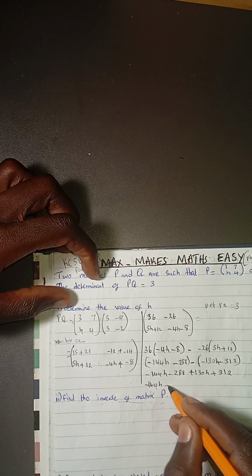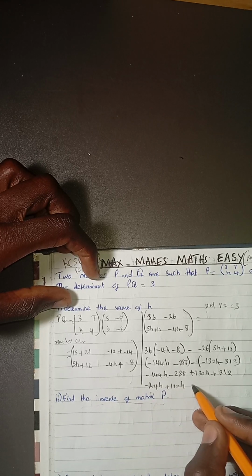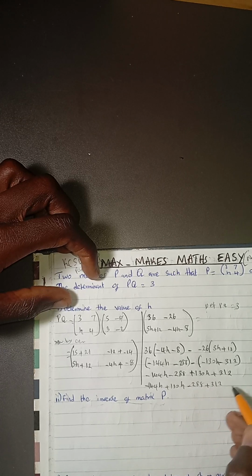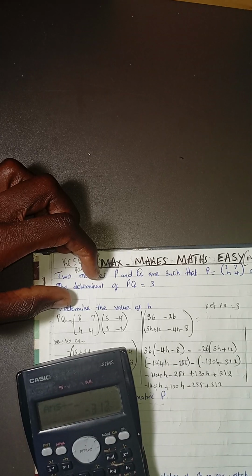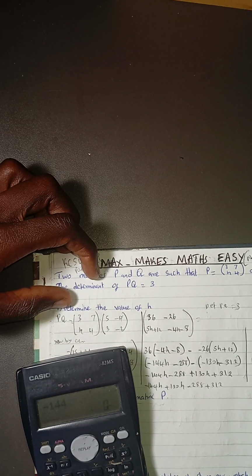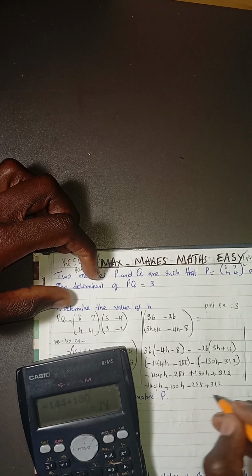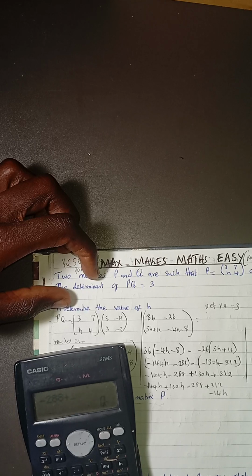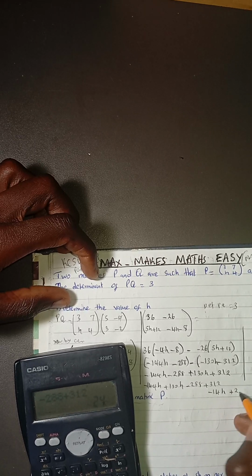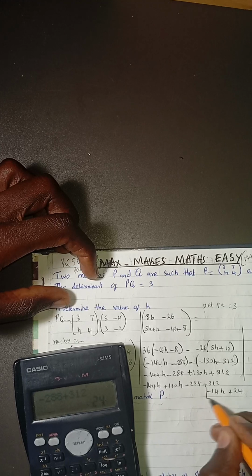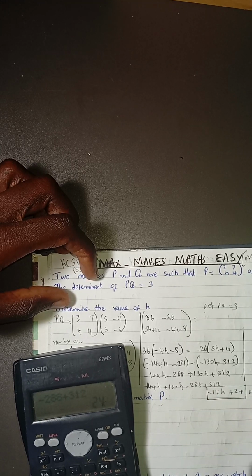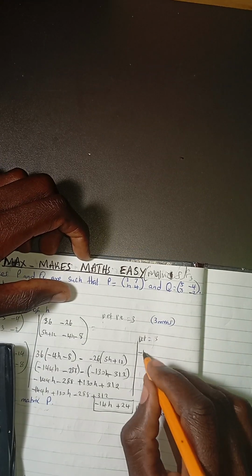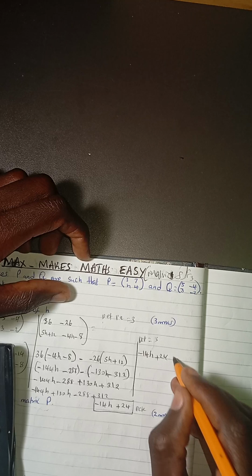So it will be -144h plus 130h, then minus 288 plus 312. If we do this, it will be minus 144 plus 130, which is -14h, then minus 288 plus 312, which is positive 24. This is now the determinant. So we are told the determinant is equal to 3. So -14h plus 24 is equal to 3.